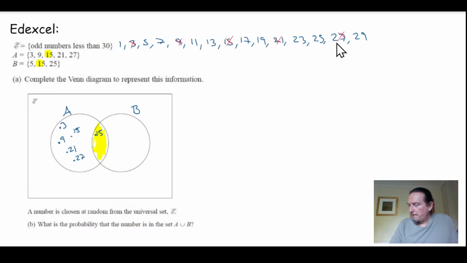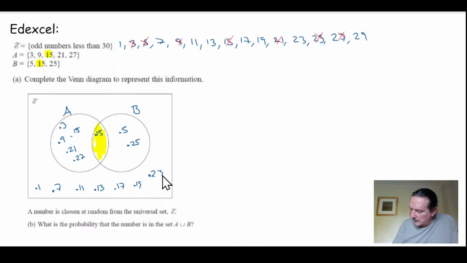And then I've got 5 and 25 in set B only. So I can get rid of those as well from my master list. So 5's gone and 25's gone. So that means all the other numbers are on the outside of that set. So I could just write those somewhere around the edge. So I've still got 1, I've got 7, I've got 11. I included far too many numbers in this question. It's really annoying. 17, 19, bad EdExcel, making me write all this, and 29.